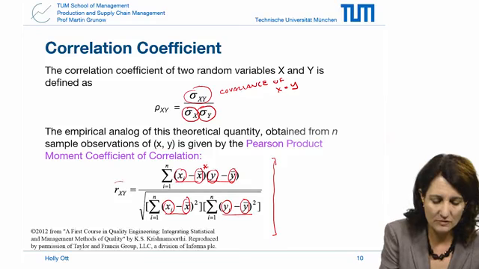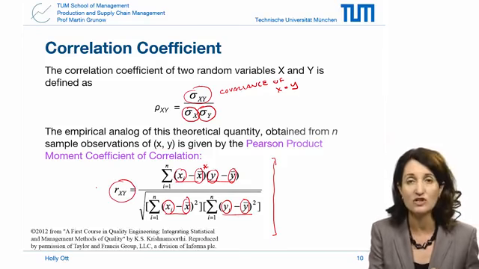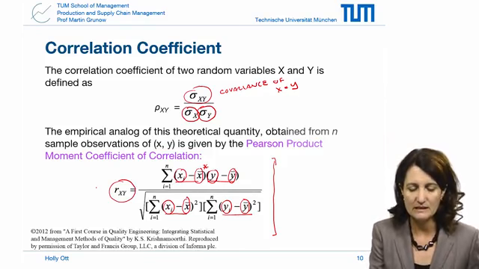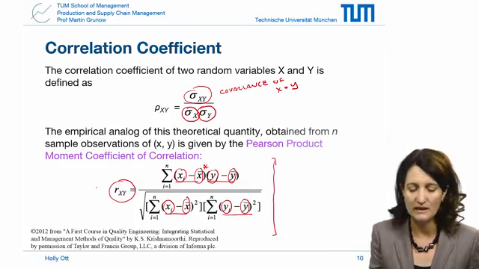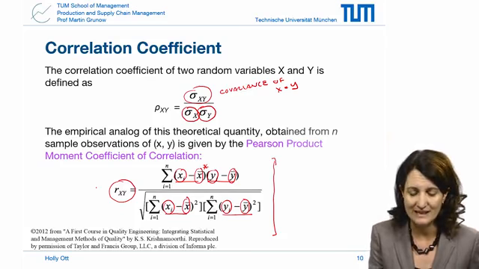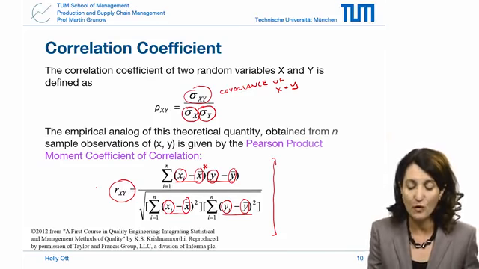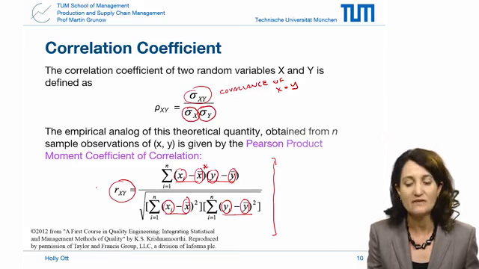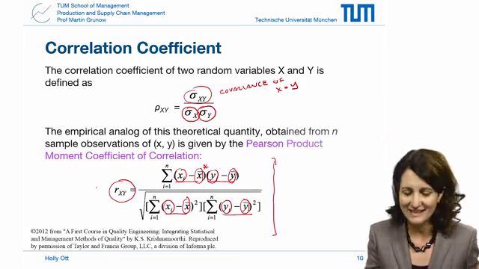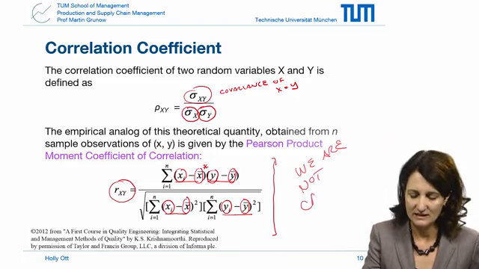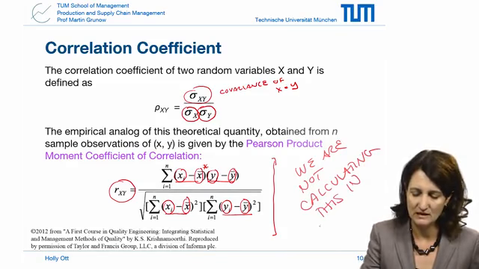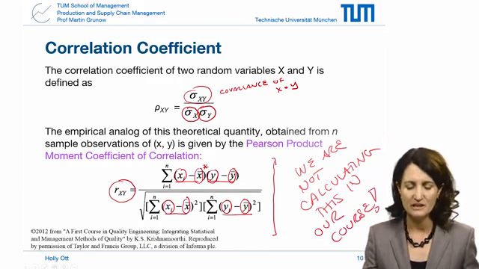The Pearson product moment correlation, or rxy, is an empirical quantity. It is calculated from each of our data points with this rather long formula, and it's going to give us a number. Now, as I said, we are not calculating this in our course, so I don't want you to worry about this. This causes lots of errors.